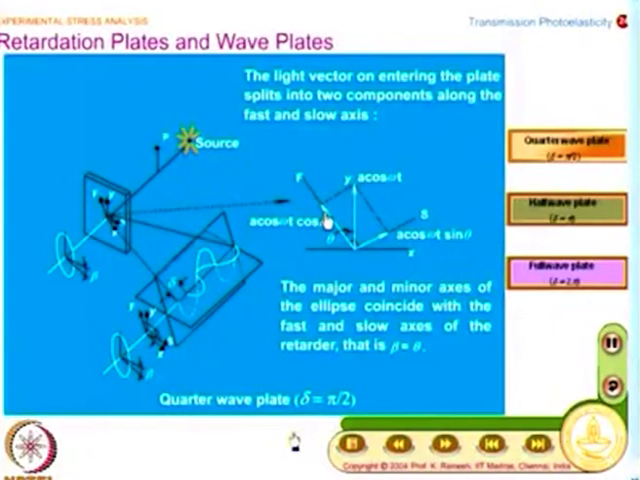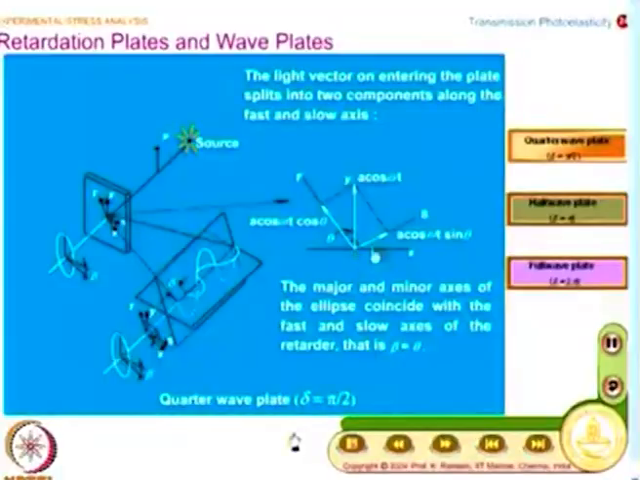In general, it is an ellipse. In particular cases, it can be plane polarized or it could be circularly polarized, depending on how I manipulate the amplitudes. Okay. How do I manipulate the amplitude? I can orient this theta in such a way that I make theta 0, the fast axis coincides with the plane of incident light. What happens? Only plane polarized light will pass through.